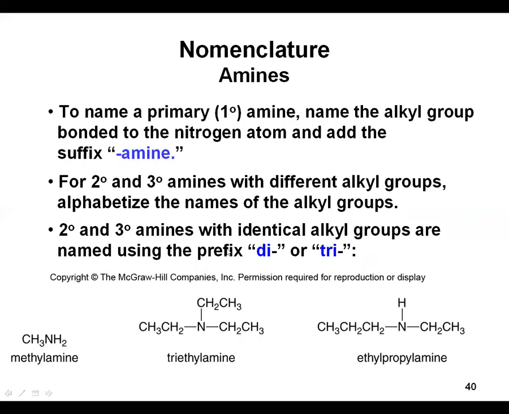Now, when we go to name amines, to name a primary amine, we name the alkyl group that's bonded to the nitrogen, and then we basically just put amine at the end of it. For secondary and tertiary amines with different groups, we alphabetize the names of the alkyl groups, and if they happen to have identical groups in it, then we would call it di or tri.